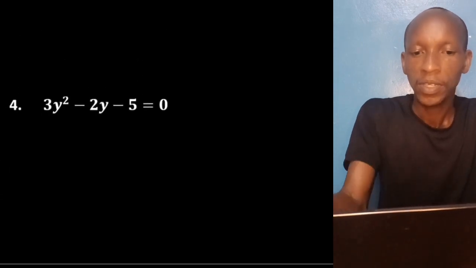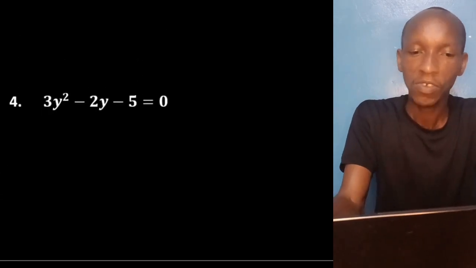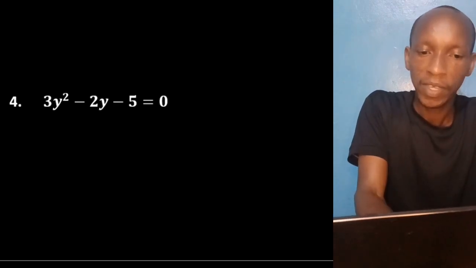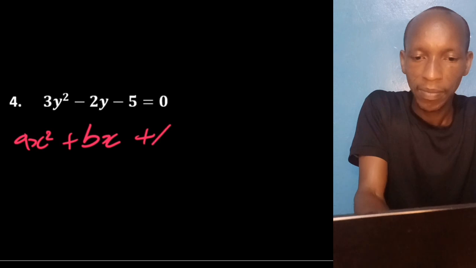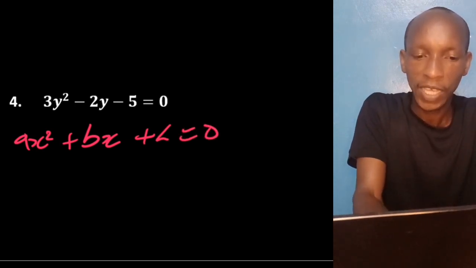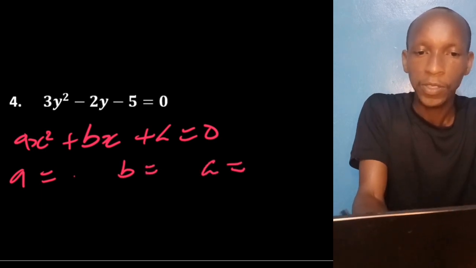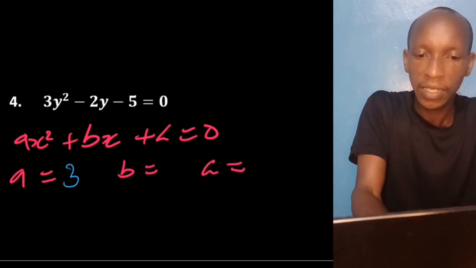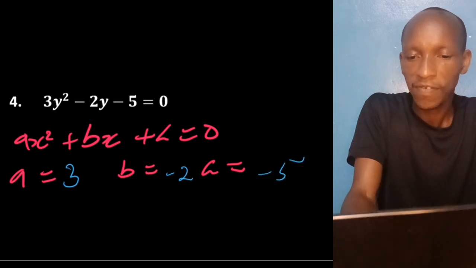Example 4, 3y squared minus 2y minus 5 is equal to 0. Write the format of the quadratic equation, ax squared plus bx plus c is equal to 0. Then determine the values a, b, and c. So in this case, a is 3, b is negative 2, and c is negative 5.